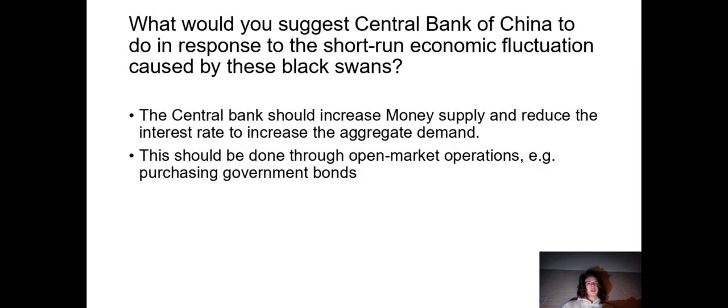And we also think that the Central Bank of China should attempt to increase the aggregate demand, which it would do by increasing the money supply and reducing the interest rate. And this could possibly be done most easily through open market operations such as purchasing government bonds.